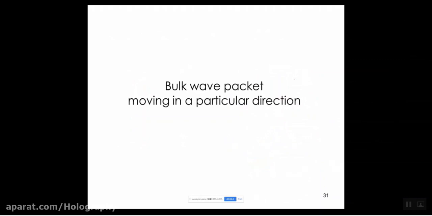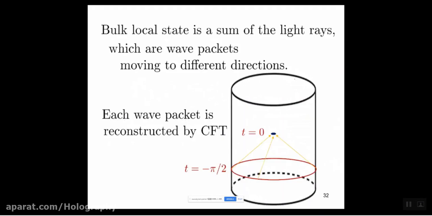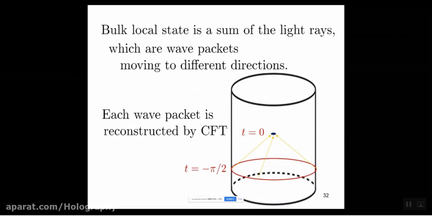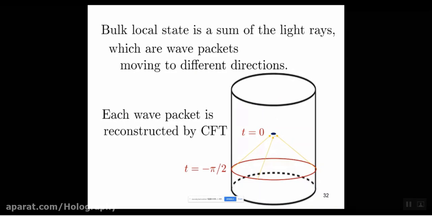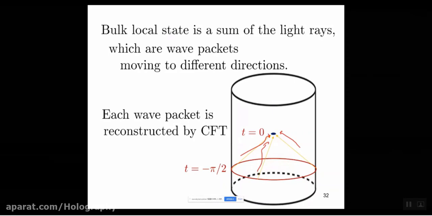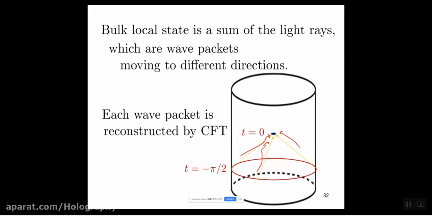Okay. Of course, a bulk local state is something uniform, or something like a spherically symmetric one. But we may think this is something like a construction of light rays here, so we can decompose it into these light rays. And maybe we can think this operator can be decomposed as a sum of these wave packets. And we can show that actually this is true.